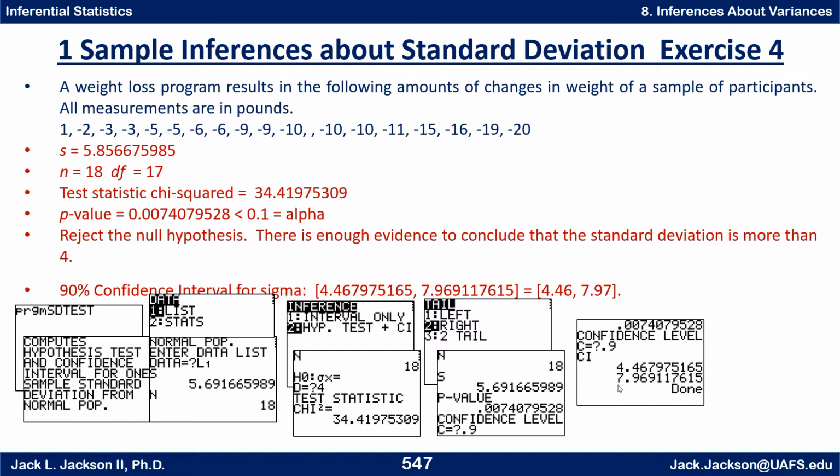approximately 4.46 to 7.97. So we're 90% sure that the true standard deviation of the population is somewhere between, say, 4.46 and 7.97. Notice in this case, I actually rounded down on the lower one and up on the upper one to be sure we got at least 90% in there. In some cases, you might have just rounded this off, 4.47 and 7.9, still 7.